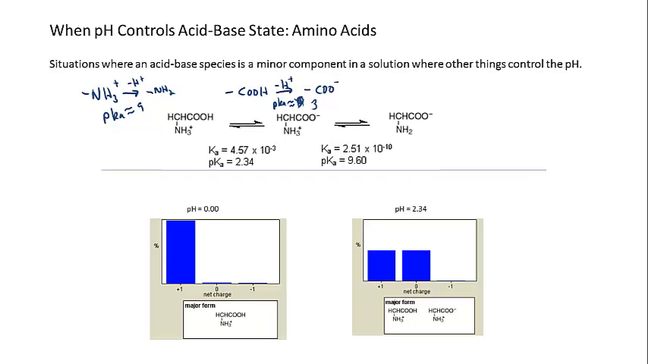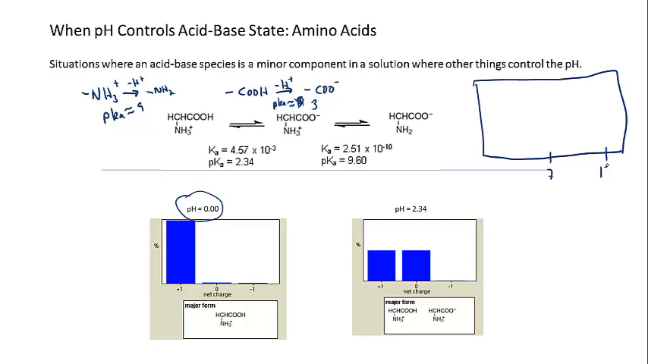Now, what happens if you have a very, very low pH? Let's go ahead and draw an alpha plot for this. 0 to 7 to 13 on the pH axis. We'll put in our first pK of 2.34, so that's about here, and then we'll put in our second pK, which is around 9.6.